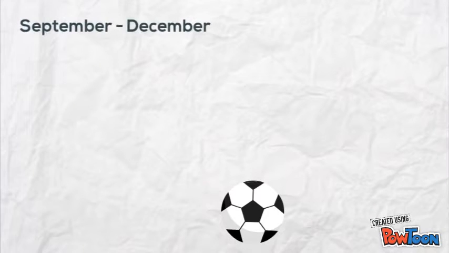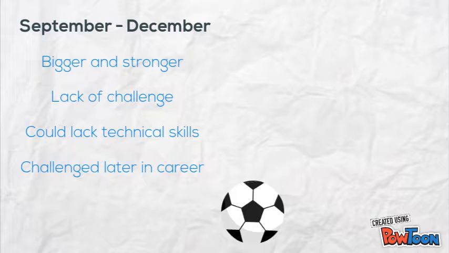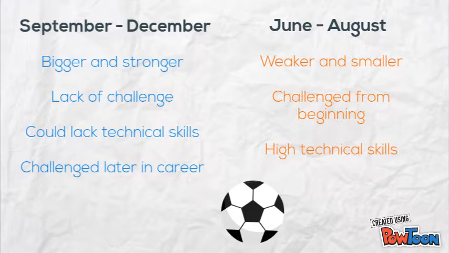In football, for example, players born in September to December, chances are, will be bigger and stronger and therefore have less of a challenge at the start, and due to this could have a lack of technical skills and will be challenged more later on in their career. Whereas players born between June and August will, chances are, be weaker and smaller and be challenged from the beginning, and therefore could develop higher technical skills to compensate for the loss in physical maturity.